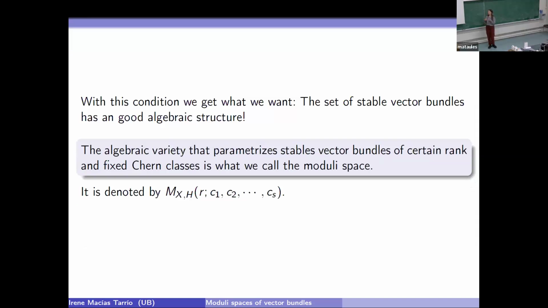Now, if we consider all the stable vector bundles, we do get an algebraic variety. If we impose the vector bundles to have this condition, we get something that has good algebraic structure and parametrizes the isomorphism classes of vector bundles. This is what we call the moduli space. Here, as we are working on surfaces, we will only have two Chern classes, but this will be the notation for the moduli space of sheaves.